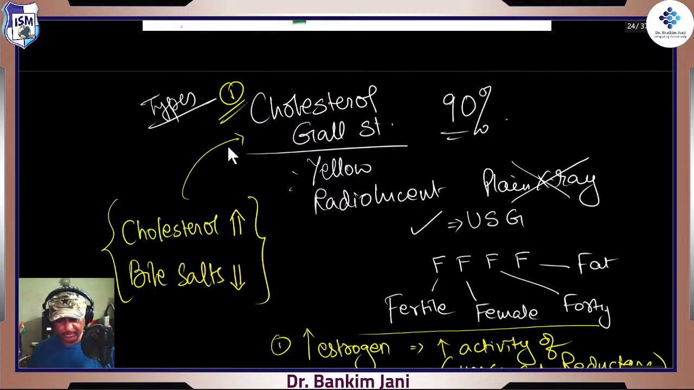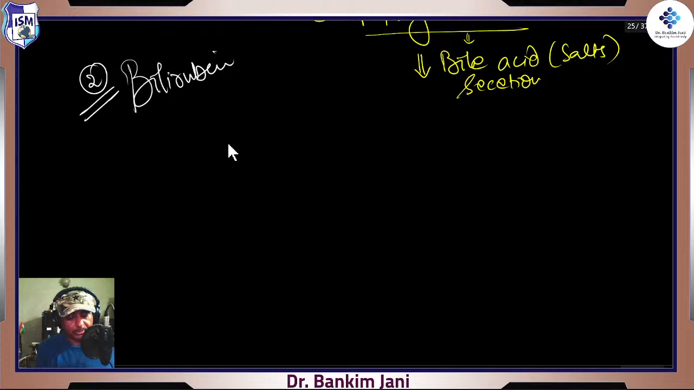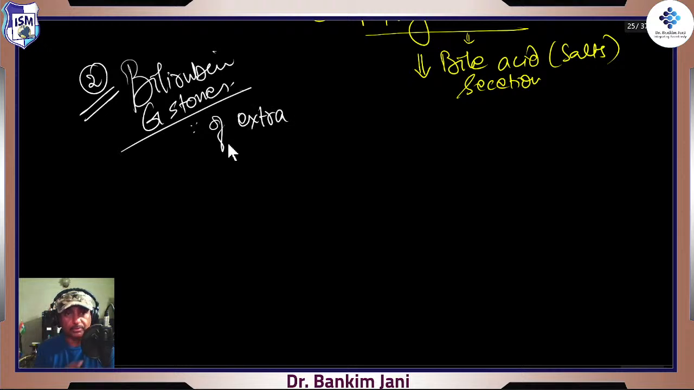One is cholesterol gallstones, and now the second one, which is completely different, is bilirubin gallstones. Bilirubin gallstones. This is classically because of extravascular hemolysis.